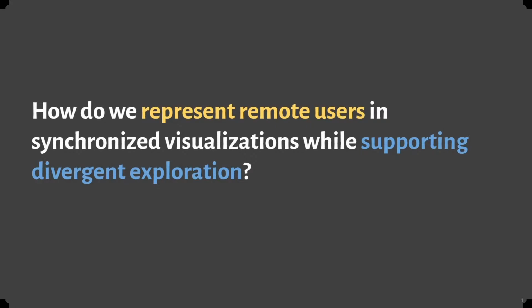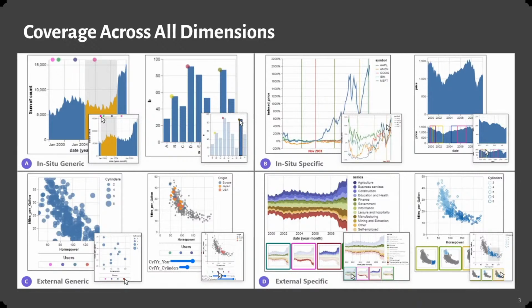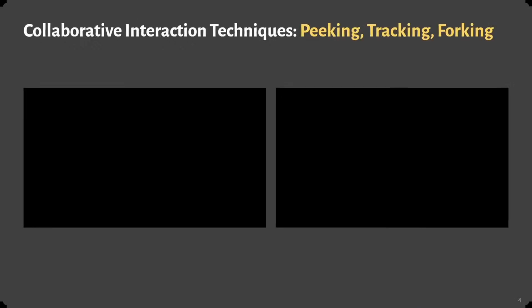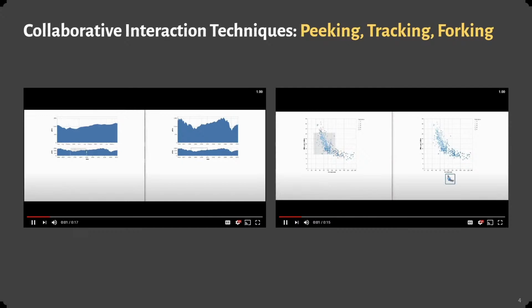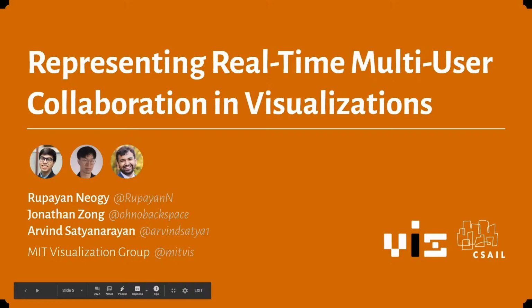How do we represent remote users in synchronized visualizations while supporting divergent exploration? We present cursors, the basic unit of user representation in a collaborative visualization. They can vary significantly in appearance, as you can see. Cursors enable collaborative interaction techniques, such as peeking, tracking, and forking. To learn more, please read our paper on representing real-time multi-user collaboration in visualization.